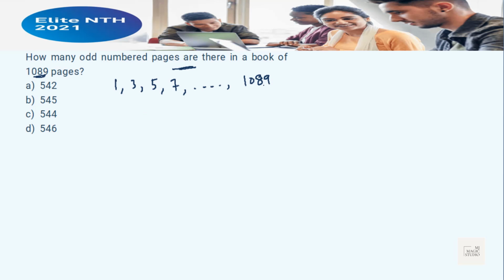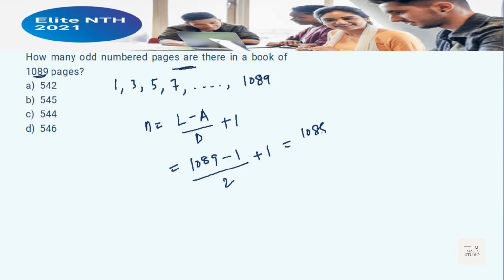How many numbers are there in this particular AP series? The number of terms of an AP series is given by L minus A by D plus 1, where L is the last number, 1089, A is the first number, 1, D is the common difference, that is 2, and then plus 1. 1088 by 2 plus 1 will give 544 plus 1, that is 545. So there are 545 odd numbered pages in a book where page numbers are till 1089.